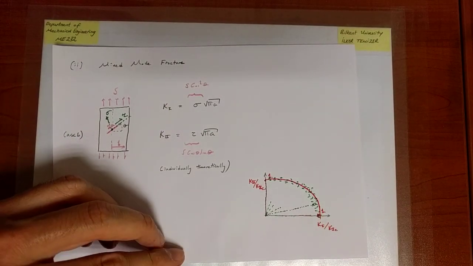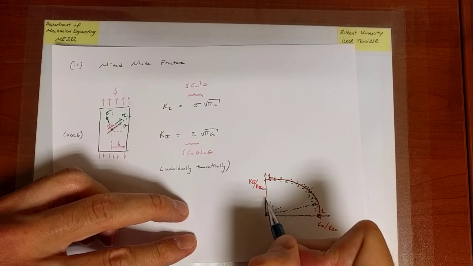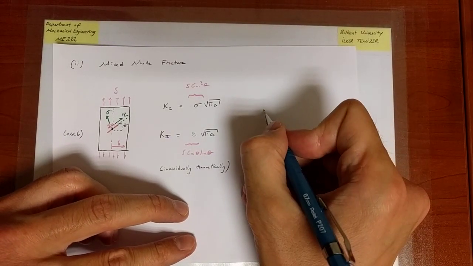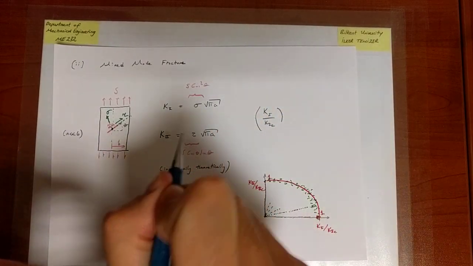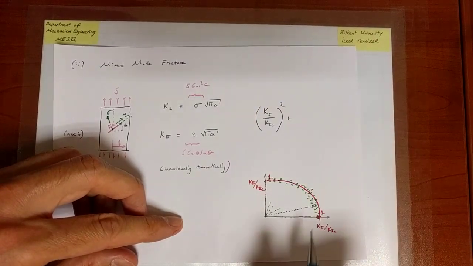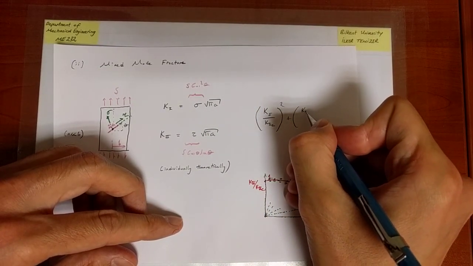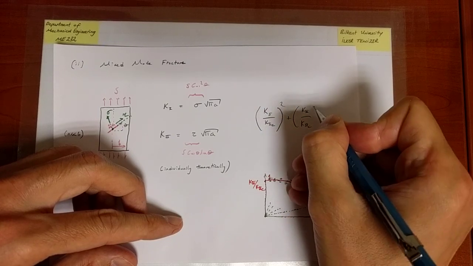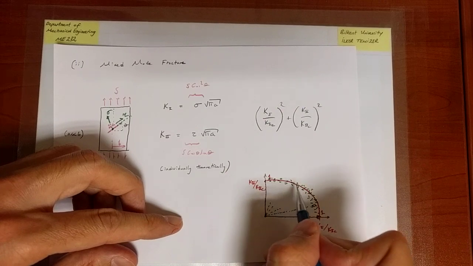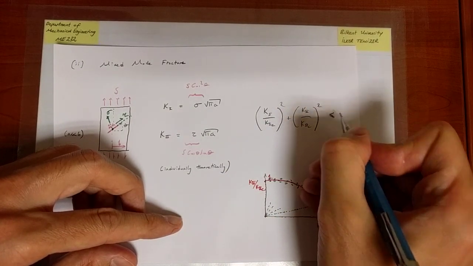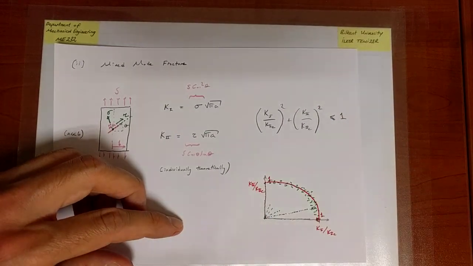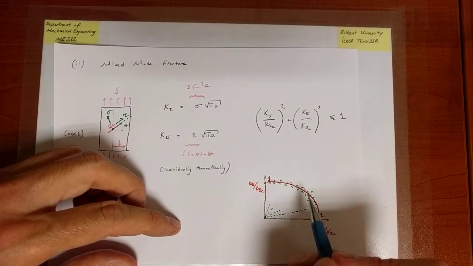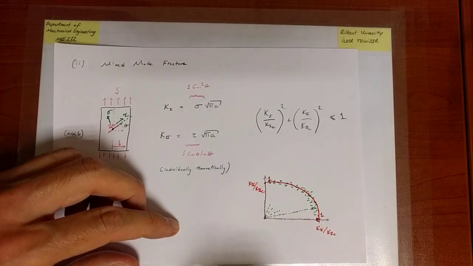How do I write the equation of a circle? I would write x squared plus y squared is equal to 1, where 1 is the radius of the circle. So x in this case is K1 over K1C, squared, plus y squared, which is K2 over K2C, is equal to 1. That is the failure surface. In general, I don't want failure. I want to be less than that value, the radius of the circle, 1, or if it's equal, I am on the surface. That's the onset of failure. And if my design indicates that I lie outside here, then it's not a good idea. My design is a bad design.